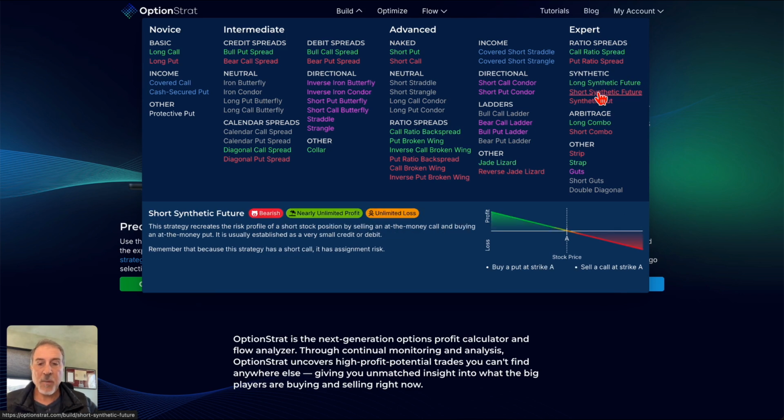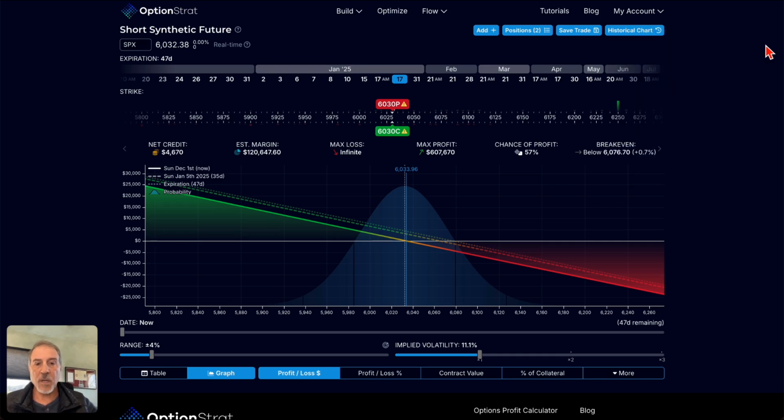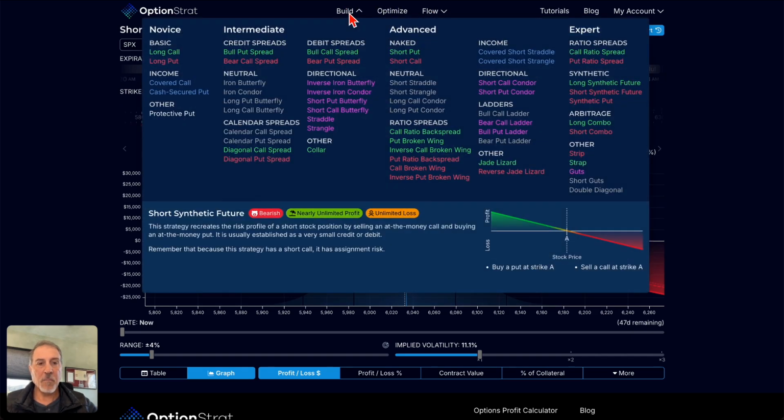Now you can do the same thing, creating a short synthetic. Let me go back to that description here, but this is what a short synthetic would look like. If I come back here to the build and just highlight over short synthetic, we can see that it's got the same profile of short stock. In many cases, you can't short stock, like in an IRA, but you can get to the same position by buying a put and selling a call, the exact opposite of the previous position. So this is a bearish position.